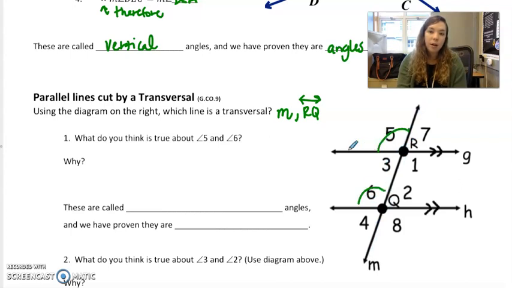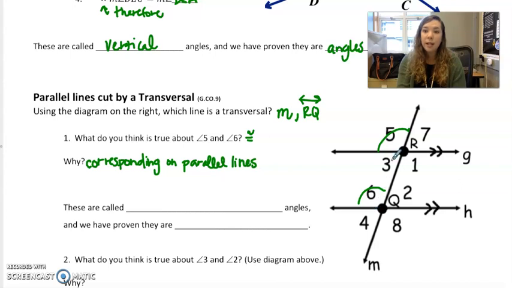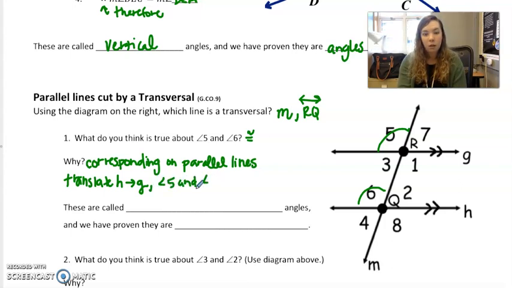And I would say based on their size, I think that they are congruent, and because they're corresponding on parallel lines. I could also, if I translate H to G, line H to line G, they would match up. Angle 5 and angle 6 match. These are called corresponding angles. And we have proven, pretty informally, but we have proven that they are congruent.